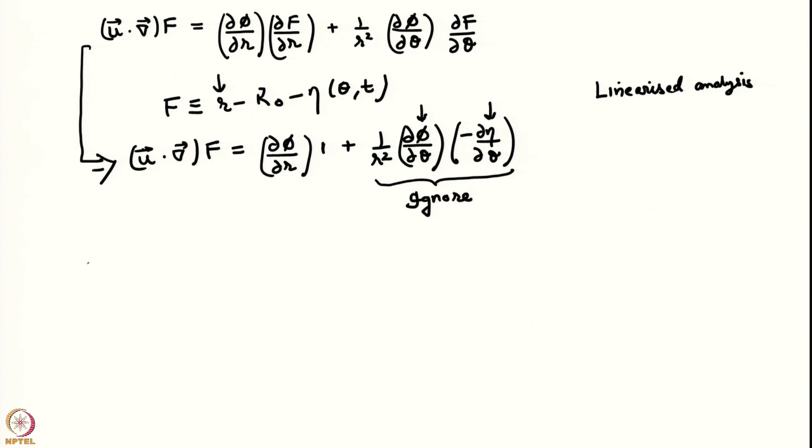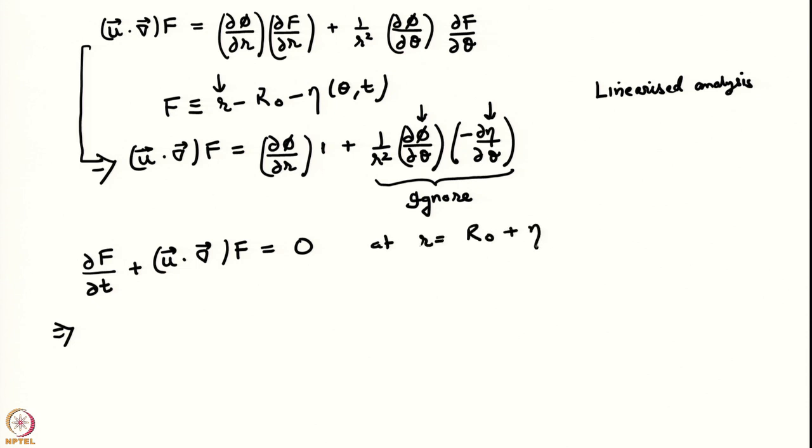And so now our kinematic boundary condition was del F by del t plus u dot grad F equal to 0, and this is at r equal to r0 plus eta. So del F by del t is just minus del eta by del t, and u dot grad F is just this term because we have ignored the second term. So minus del eta by del t plus del phi by del r equal to 0 at r equal to r naught plus eta.